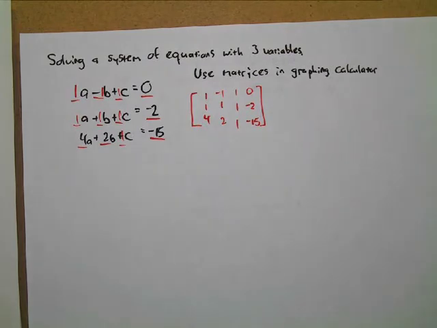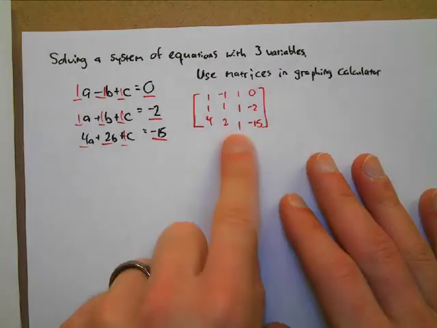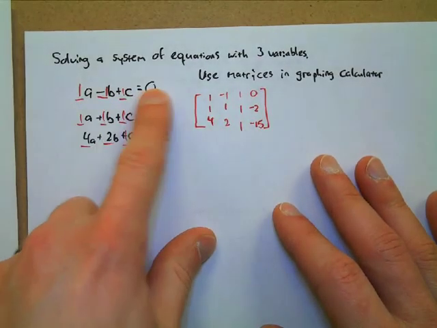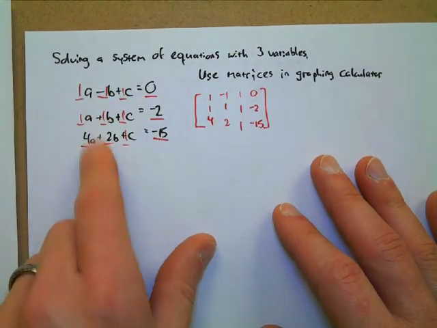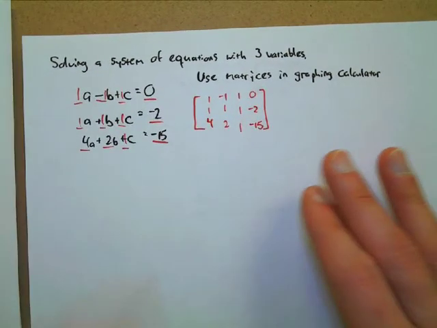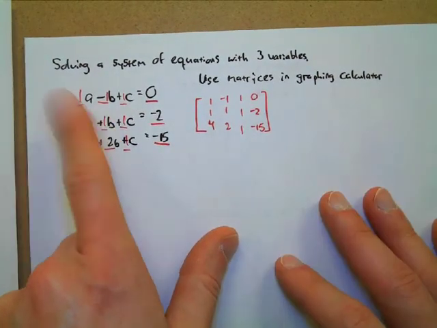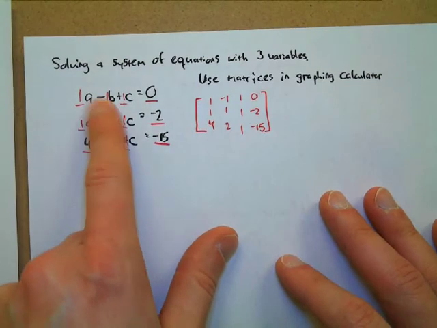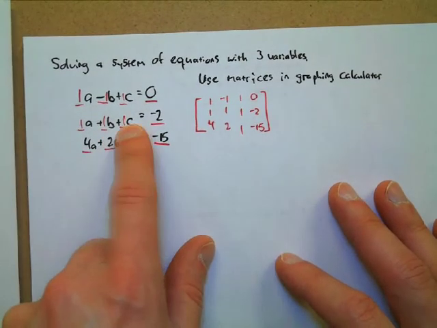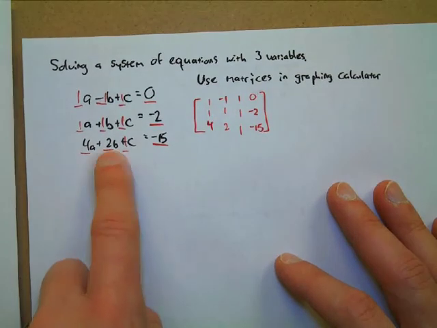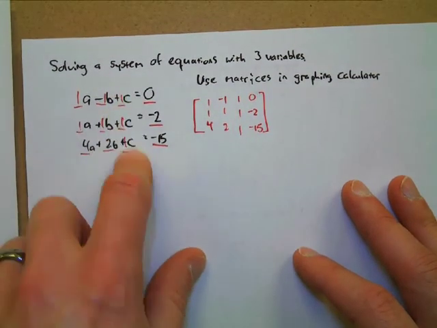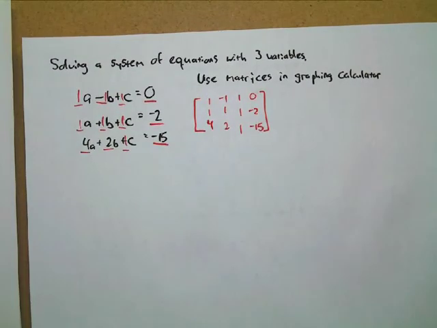I'll show you here in just a sec, but it's important that we understand how to set up the matrix in the first place, right? So it's all of the coefficients: A, B, C, A, B, C, A, B, C. Of course, it could be other variables, like X, Y, Z, another typical one. You pull your coefficients, so it's 1, -1, 1, 0. We create that matrix there. 1, 1, 1, -2. And then 4, 2, 1, -15. Make sure all your variables are lined up: A, then B, then C.